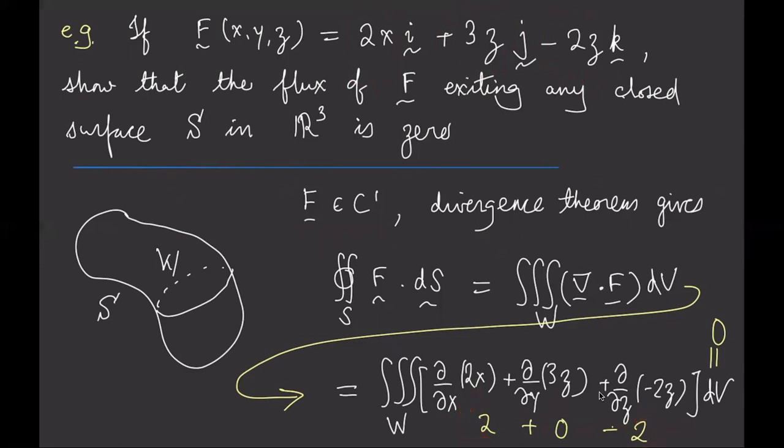So you have the integral of the function 0 dV, and the integral of the function 0 over any domain is just going to give you 0. So you're done, right? And S was just any arbitrary surface over here. So that's an easy example of this.